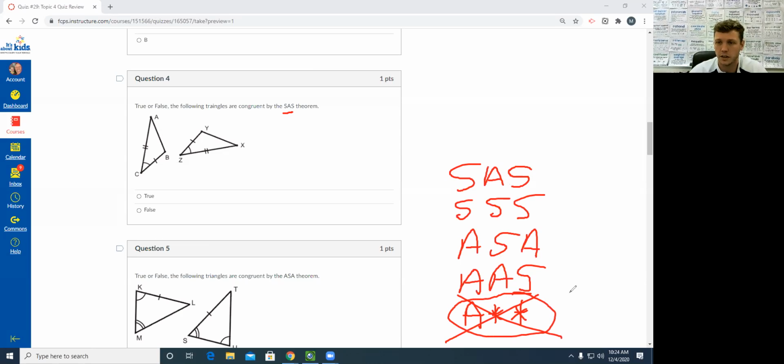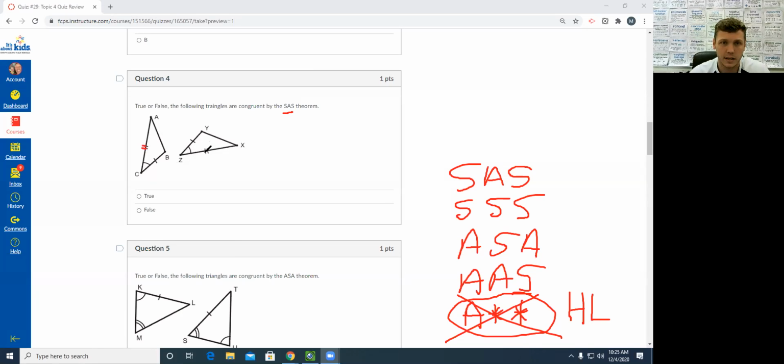But this one is no bueno. That does not prove that triangles are congruent. The 5th one is what we call the HL, the hypotenuse leg, and it only works for right triangles. But angle side side is not an option. So if you see that one, it doesn't necessarily prove that it's congruent. So question number 4, true or false, the following triangles are congruent by the side angle side.